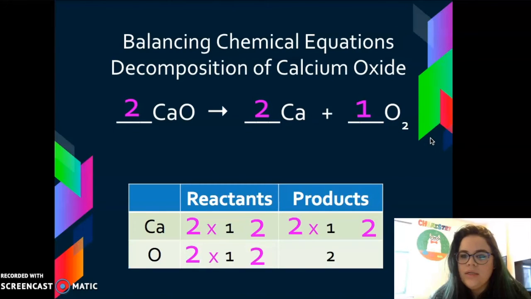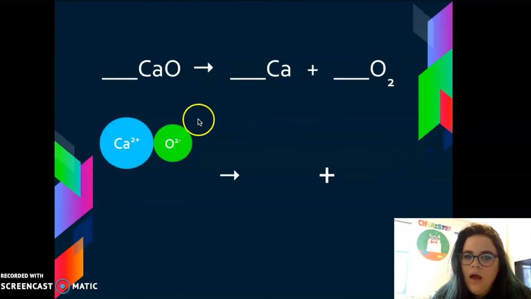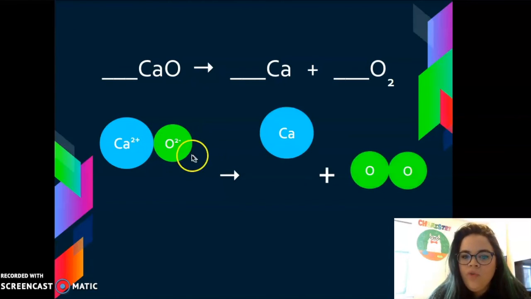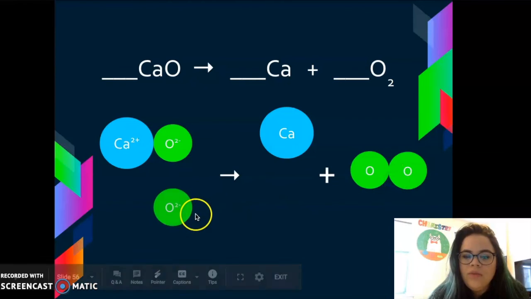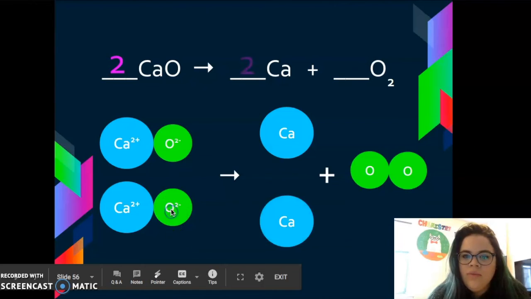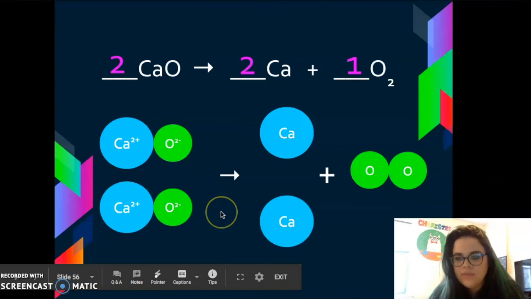Or you can use the diagrams like I did before. You can either draw circles where you label them, use X's, O's, things like that. And if you notice here, with just one of each, it looks like an oxygen has appeared out of thin air. So I'm going to double the oxygens, but to do that, you have to double everything that comes with the oxygen. And that also doubled my calciums here at the end.